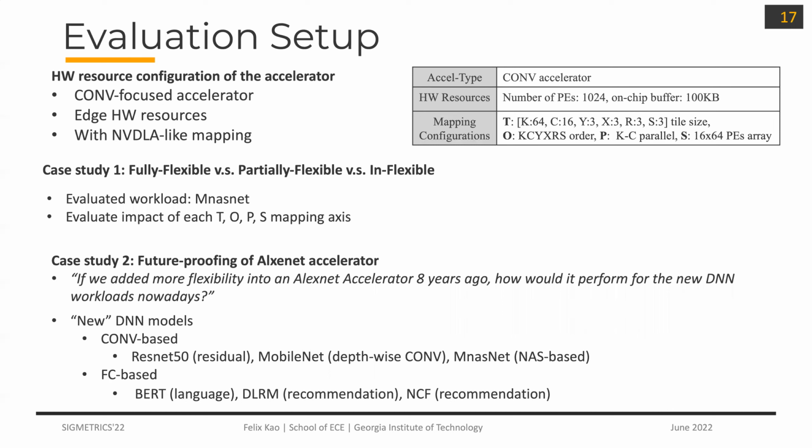We show a what-if situation. What if we added more flexibility into an AlexNet accelerator 8 years ago? How would it perform for the new DNN workload nowadays? In terms of new DNN workload, we consider ResNet, MobileNet, and MnasNet, essentially more ResNet and convolution-based models, and both DLRM and NCF, which are mostly composed of fully connected layers.